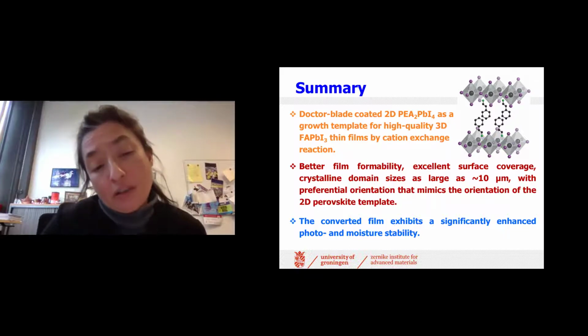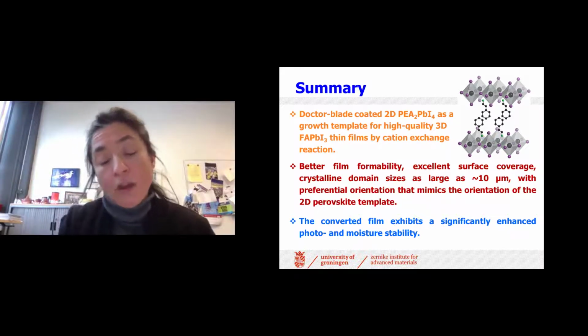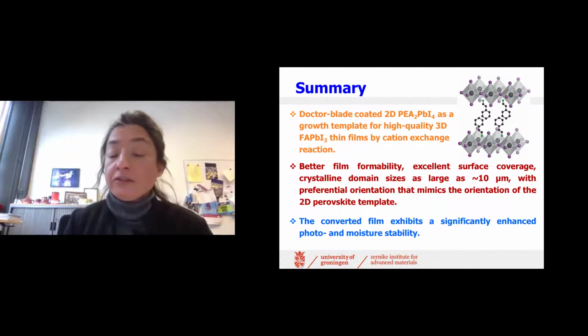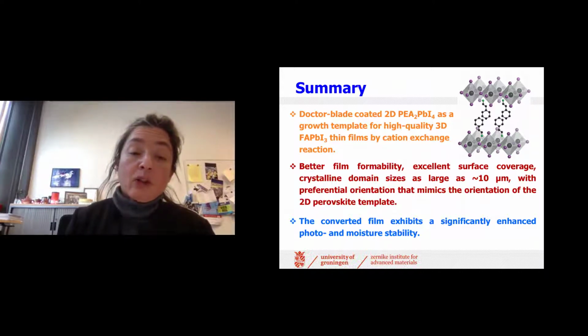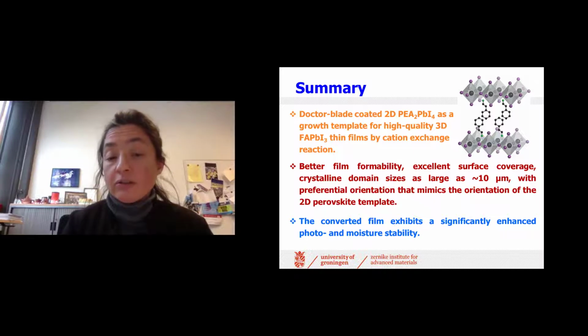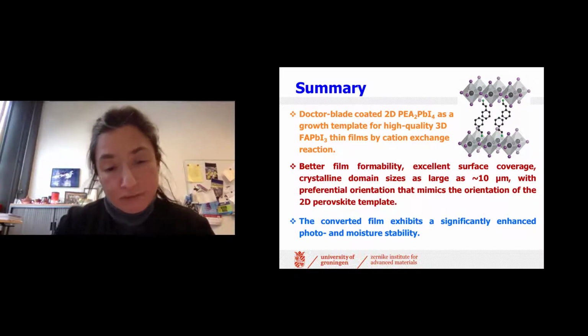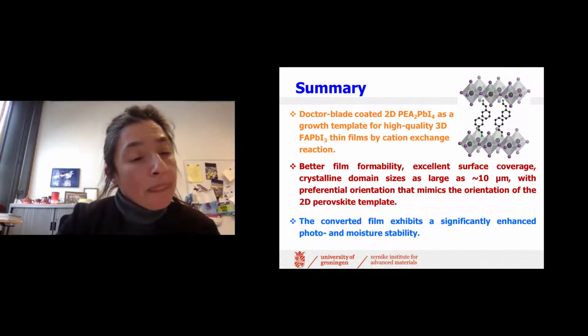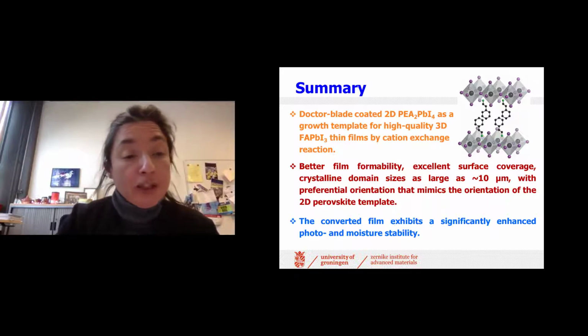And especially for me, the templating process is very important, because of course we expect that transport properties depend very much on the orientation and on the quality of the orientation of our films. Also very important is that the samples become much more stable. And it is indeed interesting to understand why.